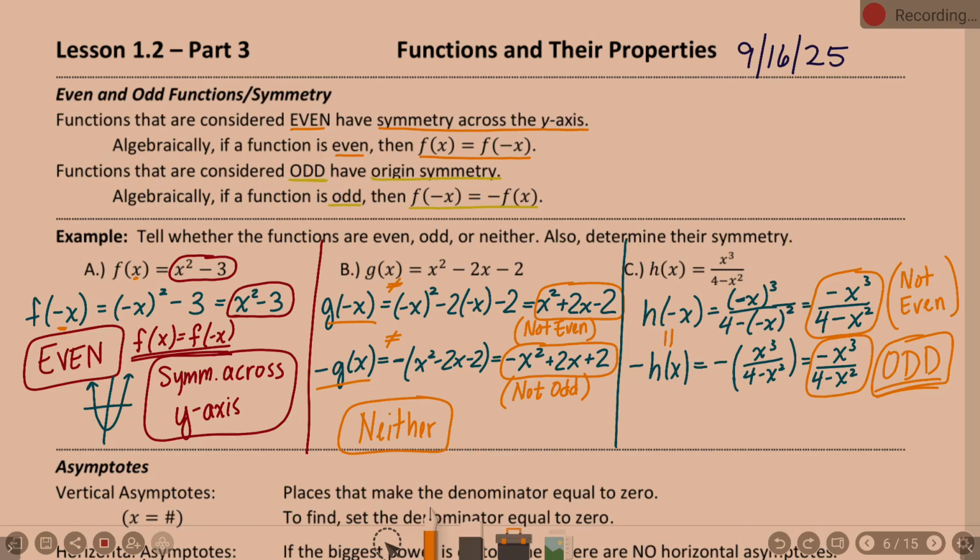Now, I said use your calculator and graph in combination, yes? This is an important one to graph because do we totally understand what symmetric about the origin means? I'm going to go with no. So let's graph this. Or at least I can graph it and you can look at mine. X to the third over 4 minus x squared.